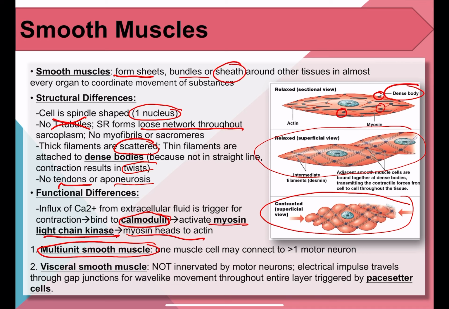Okay, so that's why those are known as the multi-unit smooth muscle. The other category of smooth muscle are your visceral smooth muscle, and those are actually not innervated by motor neurons. Just like what we're talking about with cardiac muscle, they don't need neurostimulation to do their job. The electrical impulse would actually travel through gap junctions in wave-like movement through the entire layer, triggered by, again, some pacesetter cells, just like your cardiac muscles.